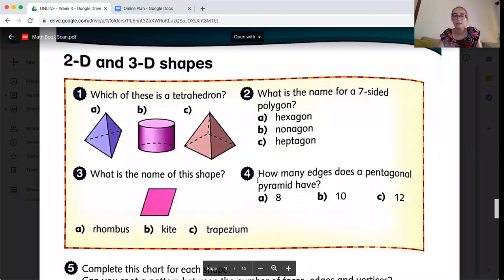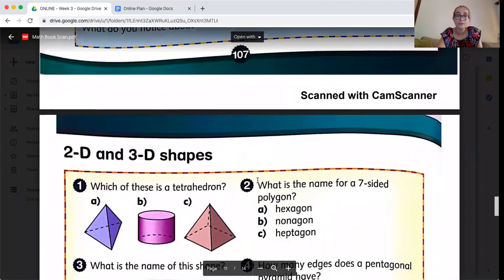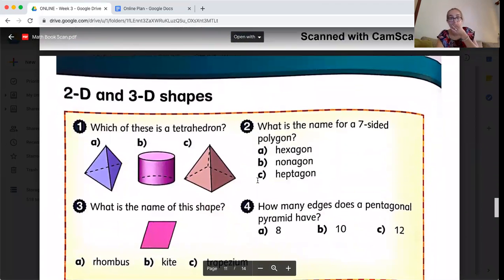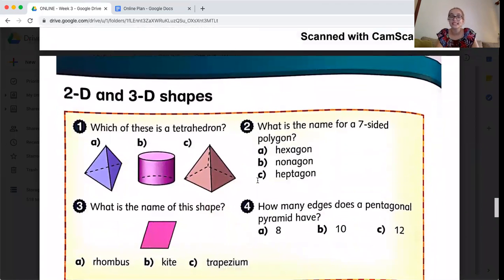Right. I want you to open this page. It is page 108 and it is a review of Unit 10 about 2D and 3D shapes. That meant two-dimensional and three-dimensional shapes. So let's go over the questions. I'm not giving you any answers. I just go over the questions so you know what to do. Then I want you to do these activities and tomorrow during the live lesson we will discuss them.